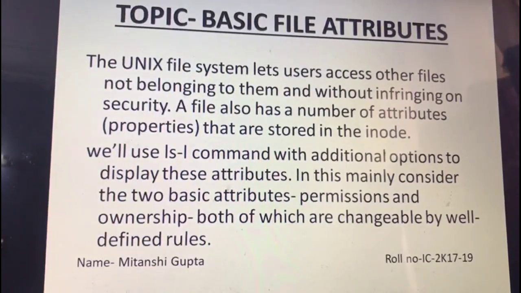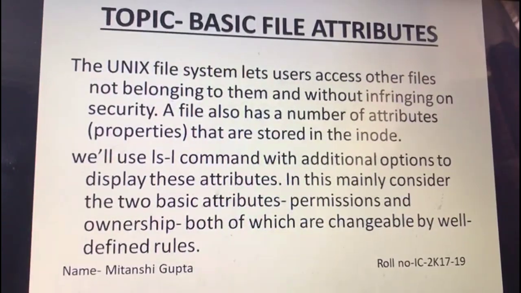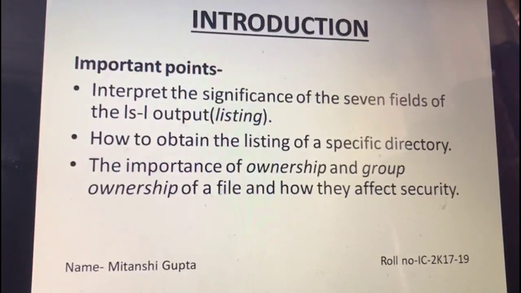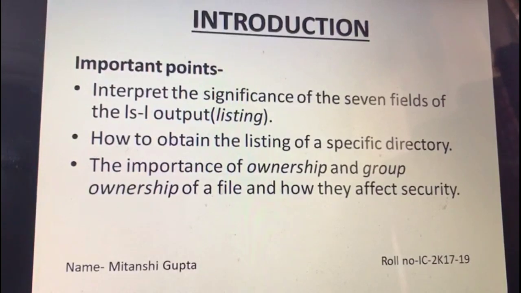A file also has a number of attributes or properties that are stored in the inode. We will use the ls -l command with additional options to display these attributes. Here, mainly consider the two basic attributes, that are permission and ownership, both of which are changeable by well-defined rules. So here are some important points based on the topic basic file attributes. The first point is you can interpret the significance of the 7 fields of the ls -l output. You can obtain the listing of a specific directory. Ownership and group ownership are so important to a file and they can affect security.